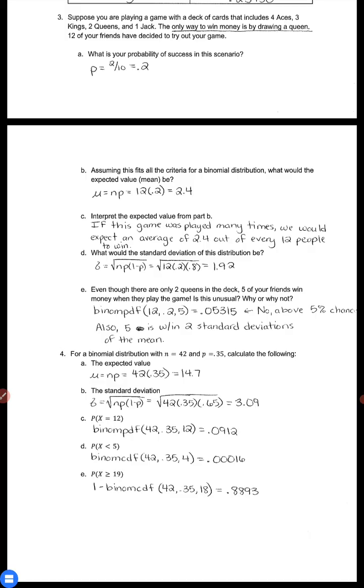Okay? We also can calculate the standard deviation of this binomial distribution by using the formula the square root of n times p times 1 minus p. So n is just the number of people who are playing our game. It's our sample size. So in this case, it's 12. P is our probability of success, which is 0.2. 1 minus p is our probability of failure. Well, if I have a 20% chance of winning the game, I have an 80% chance of losing the game. And when I type this in my calculator, I get a standard deviation of 1.92.